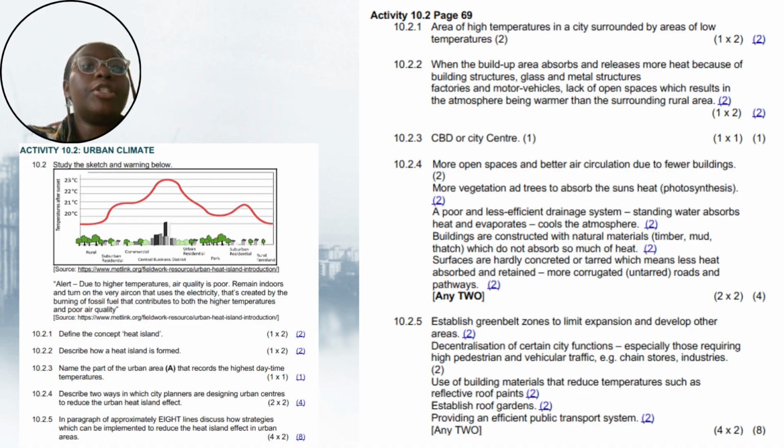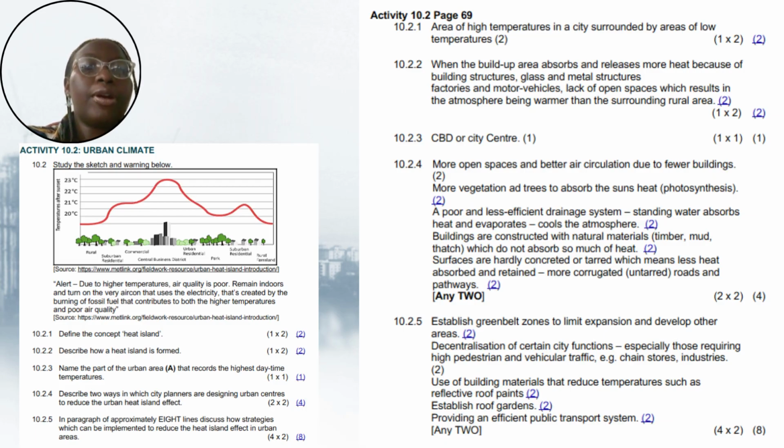Poor and less efficient drainage system. So standing water absorbs heat and evaporates or cools the atmosphere. We also have buildings with natural materials such as timber, mud, or thatch, which do not absorb so much heat. And then we would use less concrete or tarred surfaces, which means that less heat would be retained. So you want more... on tarred roads, ironically enough.